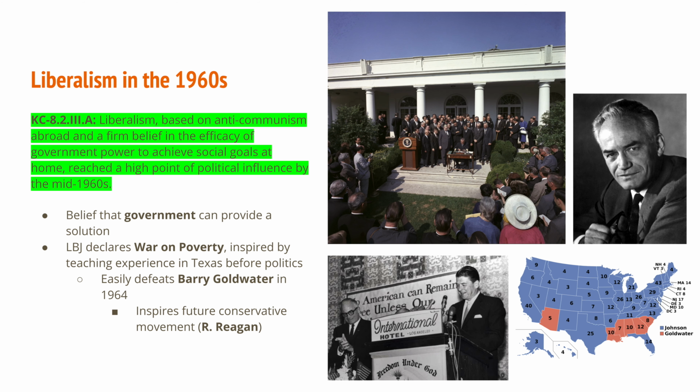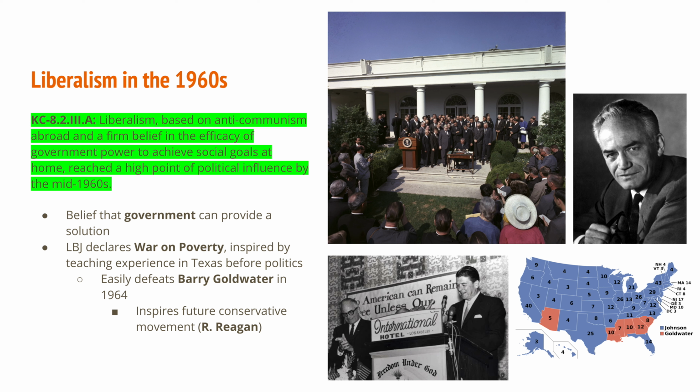All right, so liberalism, based on anti-communism abroad and a firm belief in the efficacy of government power to achieve social goals at home, reached a high point of political influence by the mid-1960s. So liberalism, in the way in which they're using it here, is the belief the government can provide a solution to societal problems. And we saw this during the New Deal era, in which FDR is using the federal government to try and solve the problem of poverty and the Great Depression.